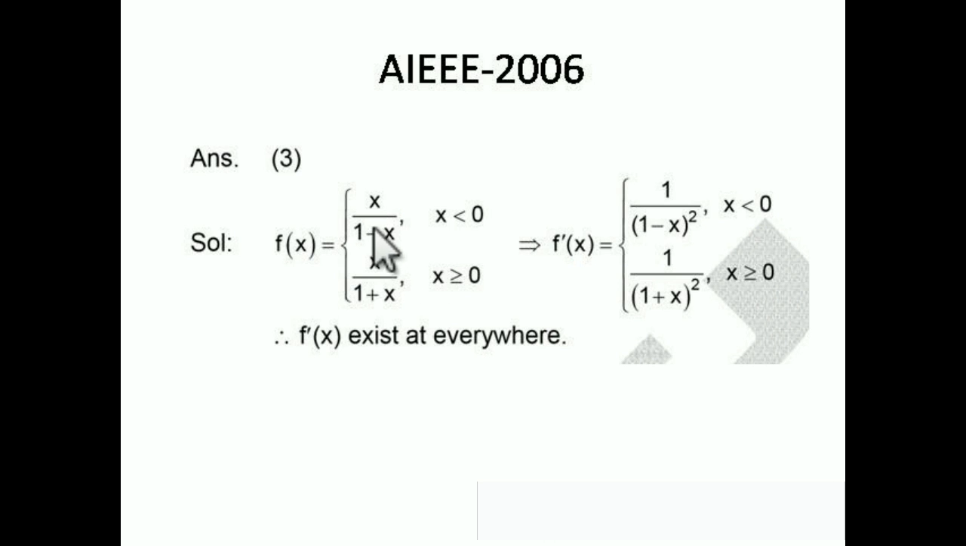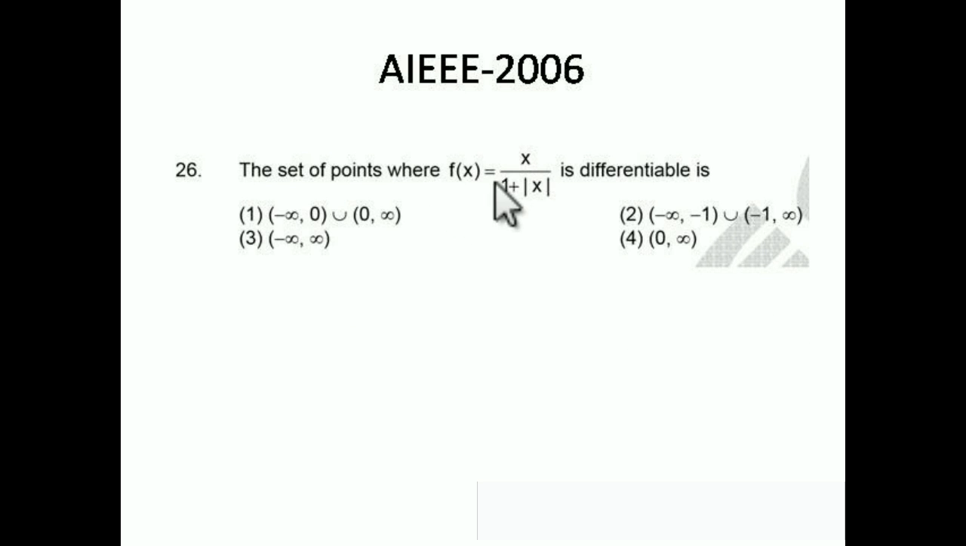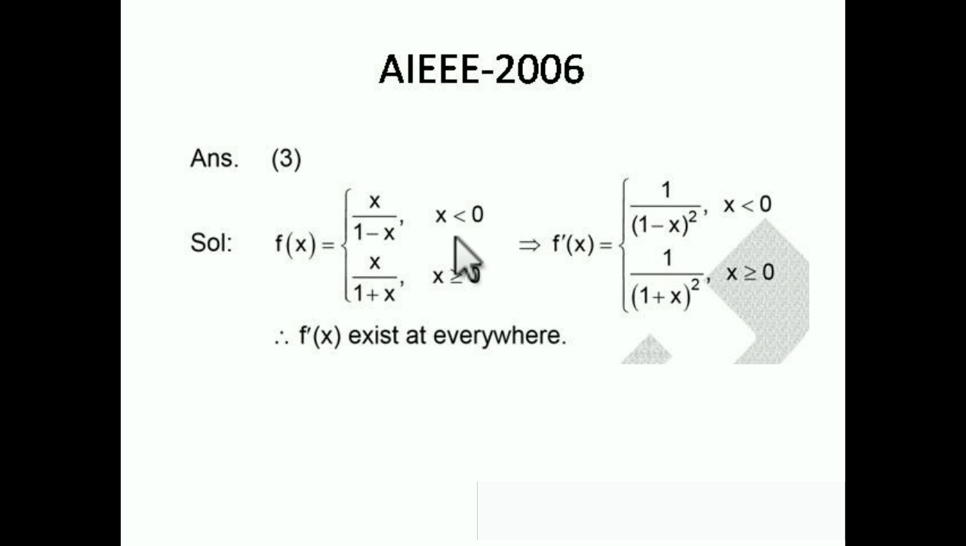If x is less than 0, mod x is equal to minus x, so the function becomes x upon 1 minus x, and if x is greater than or equal to 0, then we have x upon 1 plus x, because mod x becomes x. So we have two functions. If we take the differentiation of these, it can be done by the division rule. I'm not going into that. If you apply that rule, the answer is 1 upon (1 minus x) square if x is less than 0, and for x greater than or equal to 0, it becomes 1 upon (1 plus x) square.